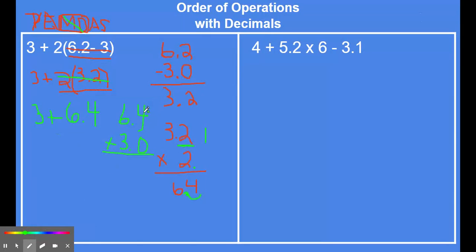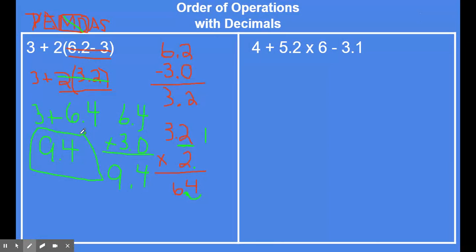Okay, now we're to our last step. So now I'm just going to add 4 plus 0 is 4. Bring my decimal point straight down. And then 6, 7, 8, 9. So 6 plus 3 is 9. So my answer is 9 4/10.